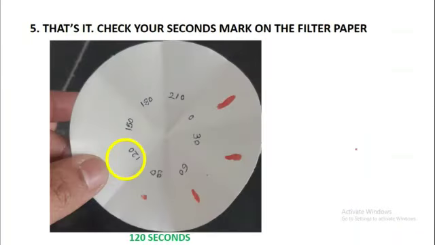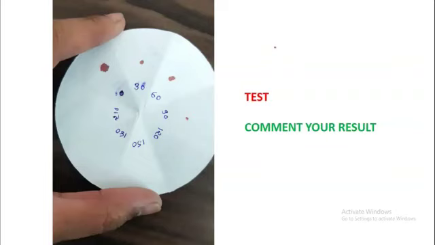That's it. Check your second mark on the filter paper. So in our practical, our bleeding time is 2 minutes, because 120 seconds is equal to 2 minutes. This is for your self assessment or test, and you have to comment on your result. It means you have to write down the bleeding time that you see from this filter paper.